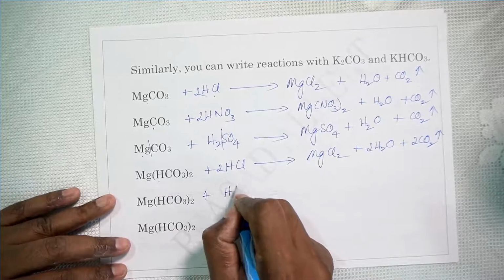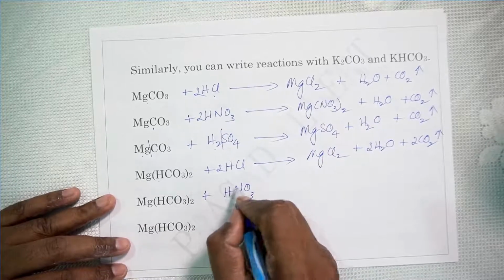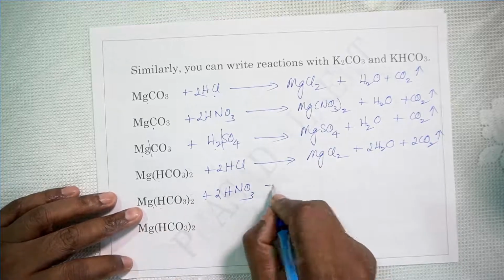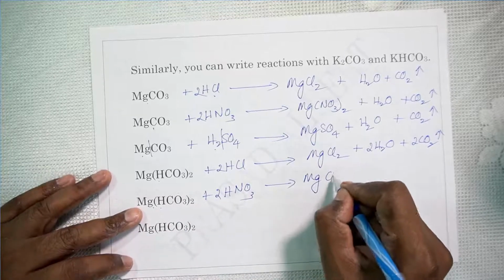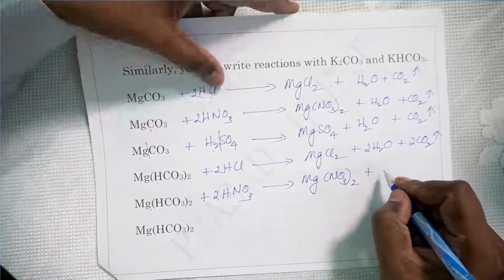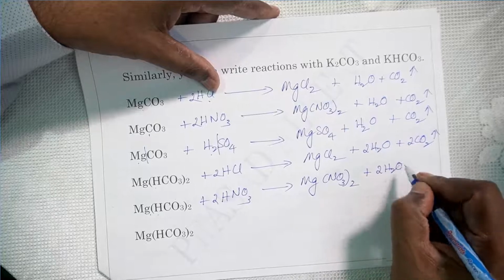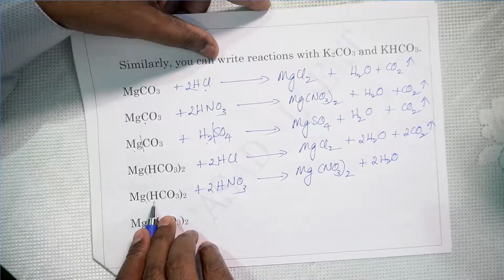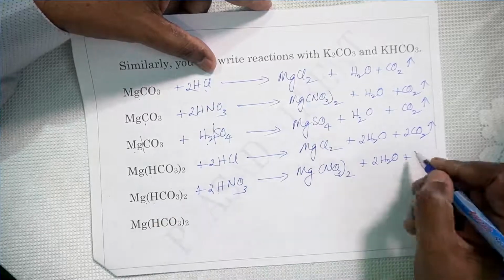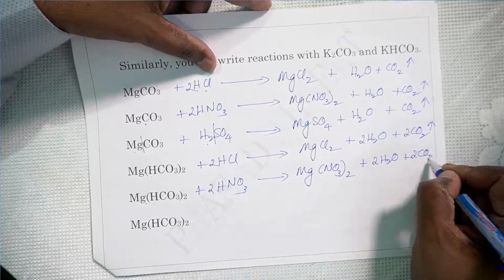Then HNO3. This will also be 2 because magnesium is divalent. 2 HCO3 groups are there. So Mg(NO3)2 plus there will be 2 molecules of water. Why 2 molecules of water? 2 hydrogens here and 2 hydrogens here. So that makes 4. So 2 molecules, 2 CO3 groups. So there will be 2 CO2 also.